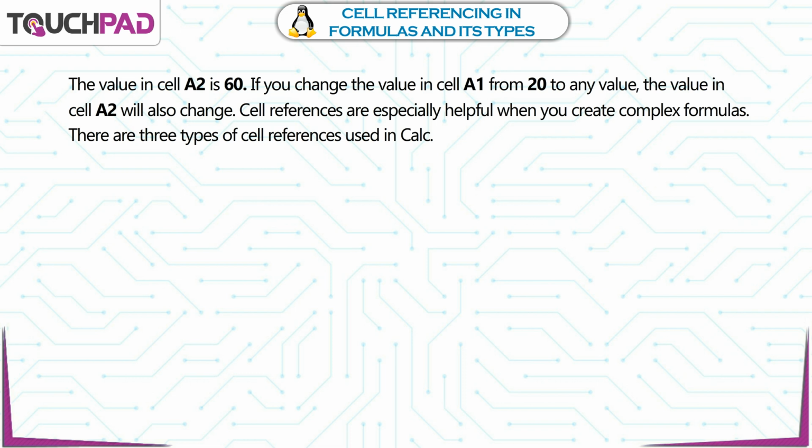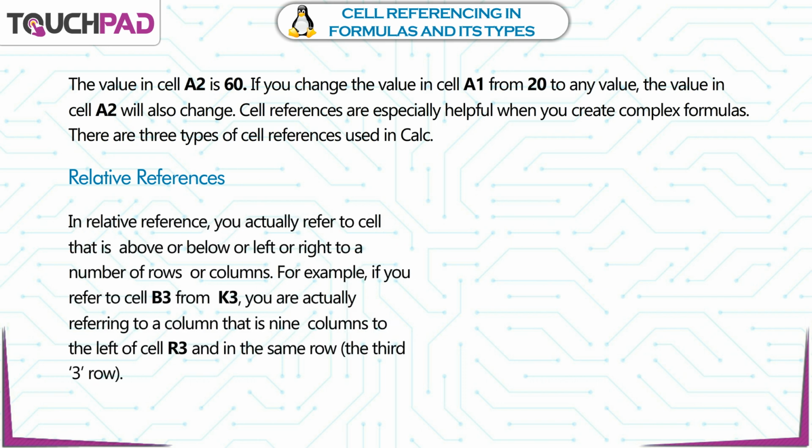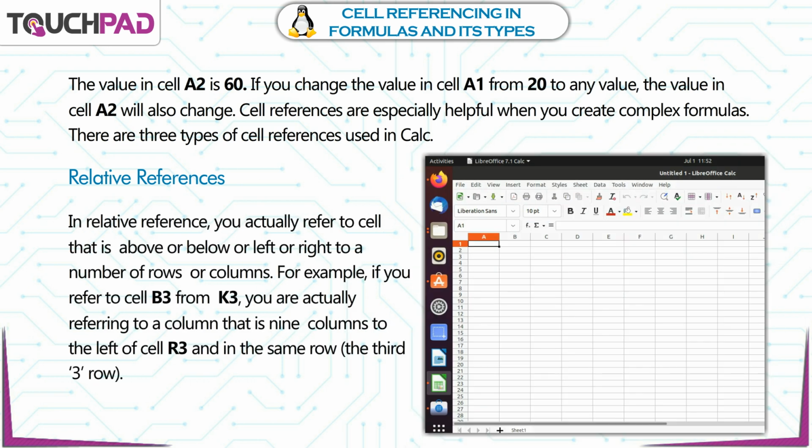There are three types of cell references used in Calc. Relative references. In relative reference, you actually refer to a cell that is above or below or left or right by a number of rows or columns. For example, if you refer to cell B3 from K3, you are actually referring to a column that is 9 columns to the left of cell K3 and in the same row, the third row.